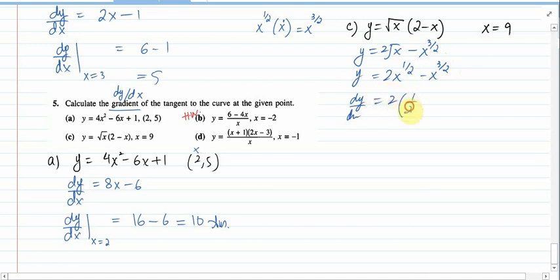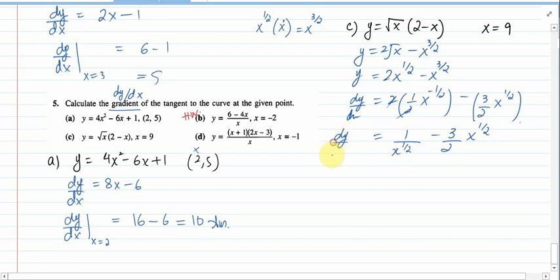First the power, then subtract 1 from the power. Similar procedure here. First we write down the power, and then 3 upon 2 minus 1 will be 1 divided by 2. 2 and 2 cancel, so it's 1 divided by x power 1 upon 2 minus 3 upon 2 x power 1 upon 2. That is your dy by dx.